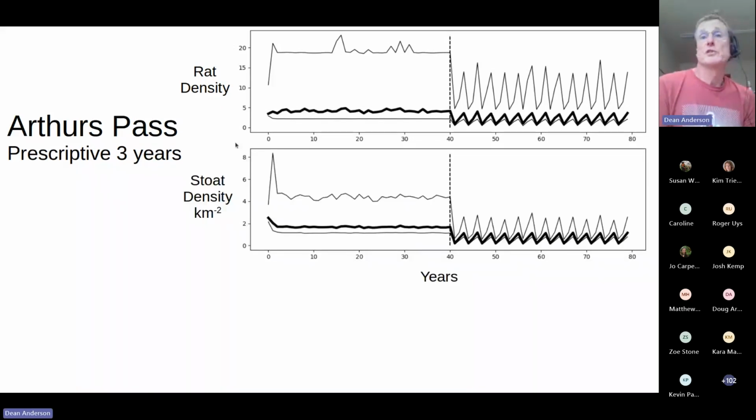And the stoat response is quite similar. We dampen down the maximum a lot and the mean, but we're still getting these big fluctuations in stoat density over time.